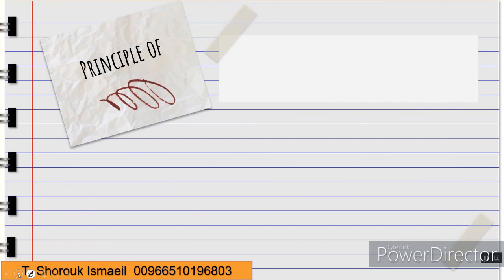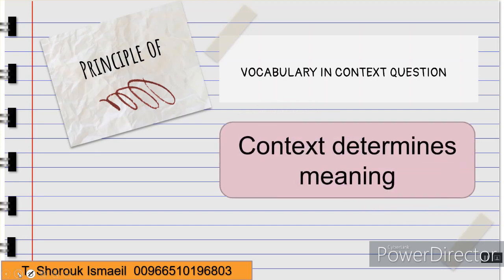Let's come to the principle of this kind of question. You need to know something. When you are tested in SET on a vocabulary in context question, you need to know that you are not asked about the meaning that you used to study in English classes before, or in the dictionary before. So the first question you're going to ask me is, what am I going to be asked about? You are going to be asked about its meaning based on the context right in front of you.